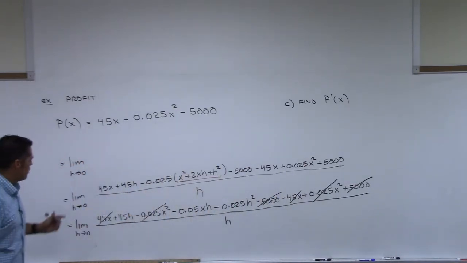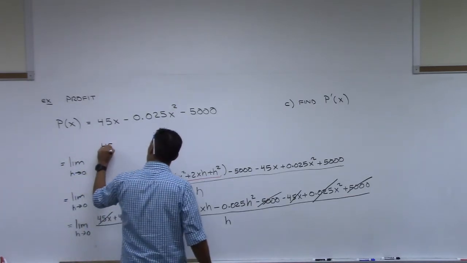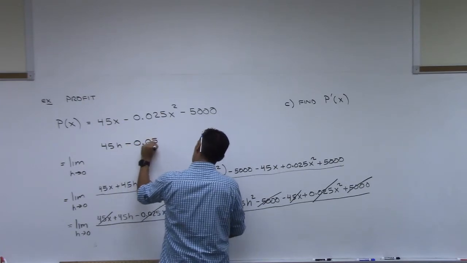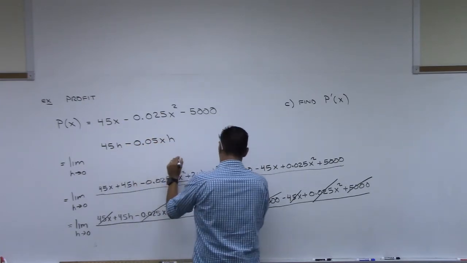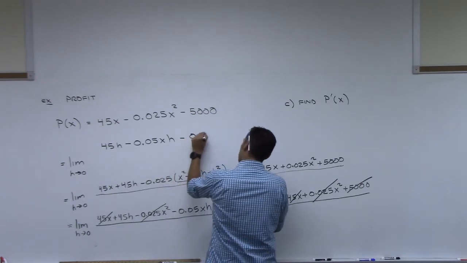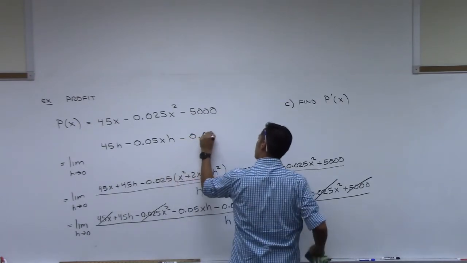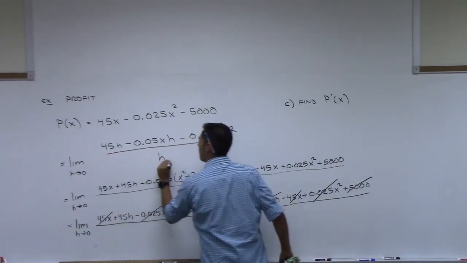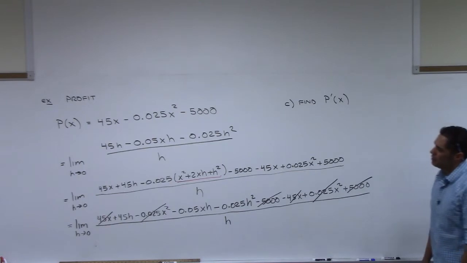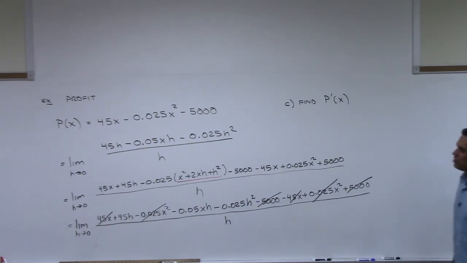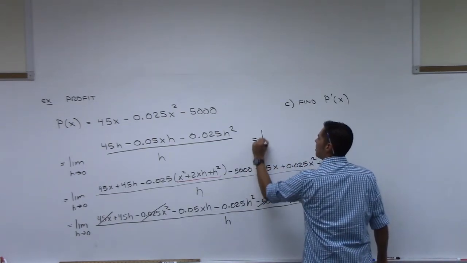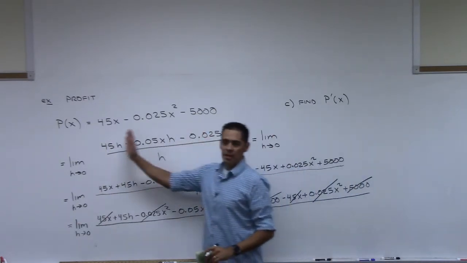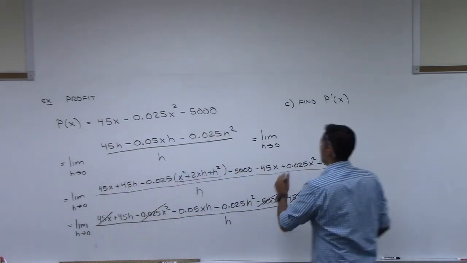All right, so I have 45h, minus 0.05xh, minus 0.025h squared, and then all over h. And then factor an h out. I'm going to skip that step and just write down the result. So if I pull an h out of everything and cancel it, I'll be left with just what?